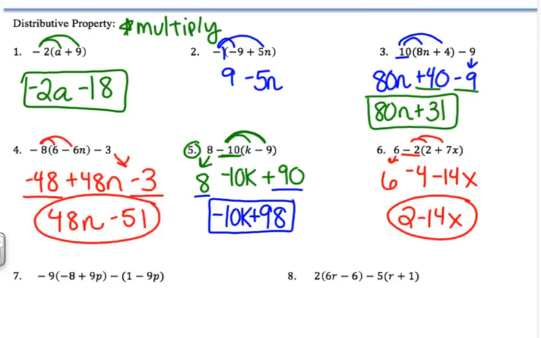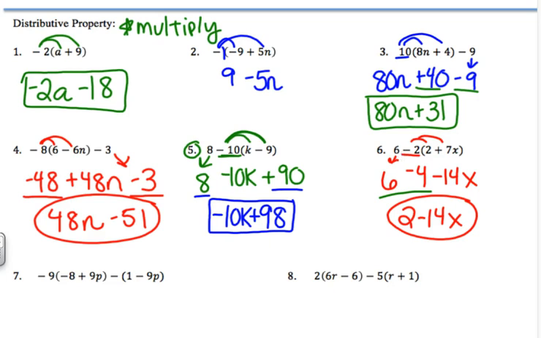Number 4, you should have distributed negative 8 to all of those and got negative 48 and negative 48n, or positive 48n, and then drop down negative 3, combine your like terms to end up with 48n minus 51. Now again, you could have any order and you'd still be right. On number 6, you had to distribute the negative 2, and so you would get negative 4 and then negative 14, drop down that positive 6, then you could combine your terms 6 and negative 4 to get a positive 2 and drop everything down.